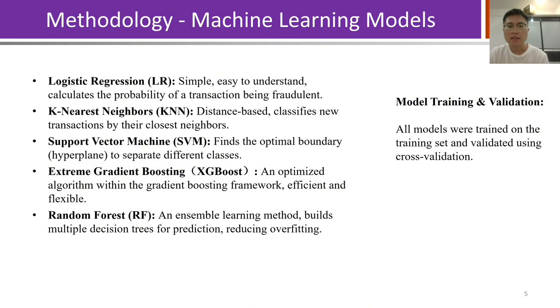Finally, and most importantly, random forest. This builds multiple decision trees and combines their results. It's very accurate and avoids overfitting. All models were trained and validated using cross-validation to ensure their robustness.